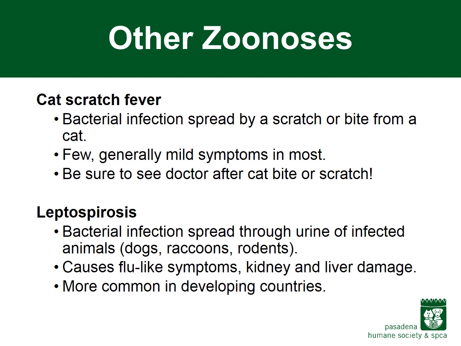It doesn't usually cause a lot of symptoms, and if they do, they're pretty mild, but it's important that if you do get scratched by a cat, you need to see your doctor. Another one is leptospirosis, commonly known as lepto. It's a bacterial infection that's spread through the urine of infected animals, and that's in dogs, raccoons, and rodents. It causes flu-like symptoms and kidney and liver damage, and it's more common in developing countries, although we do occasionally see a case here in our area.